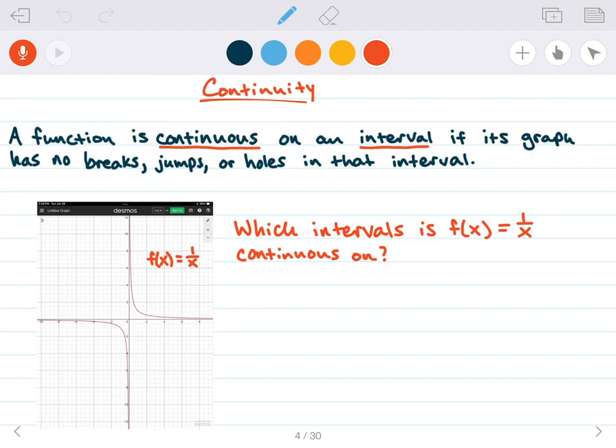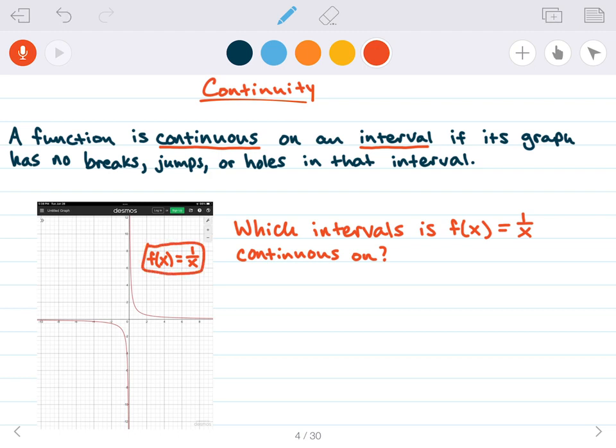A function is continuous on an interval if its graph has no breaks, jumps, or holes in that interval. So let's talk about what that means, and let's just illustrate this with an example. Which intervals is this function f of x equals 1 over x continuous on?